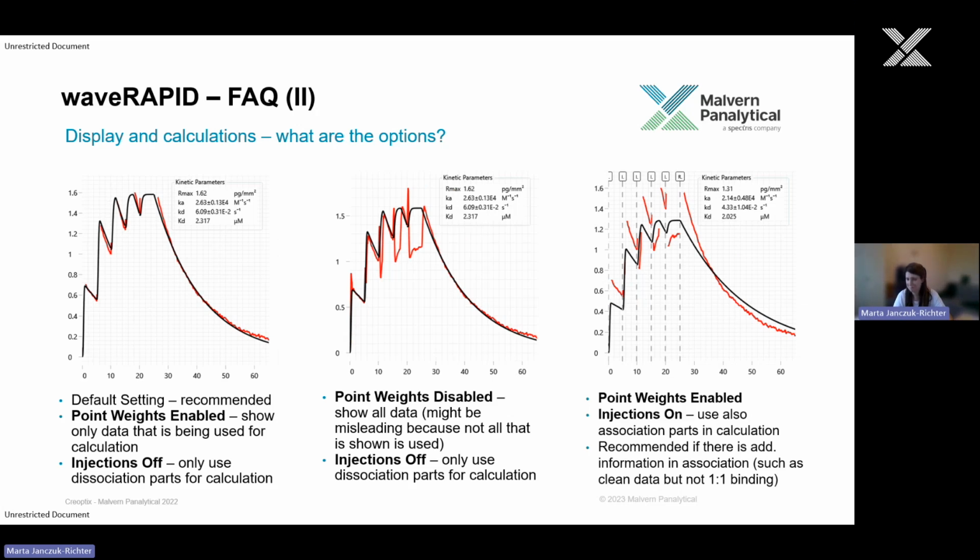But we can have other less clean examples, like this one, for example. Here, if we disable point weights, we can see that there is quite some mismatch between injections and dissociation parts. So when we turn on injections and we try to force the software to use them for calculations, well, it will do its best to fit it. However, as you can see here, it's fitting something in the middle of injections and dissociation. So in that case, I wouldn't use injections for the fitting and really stick to the default settings.